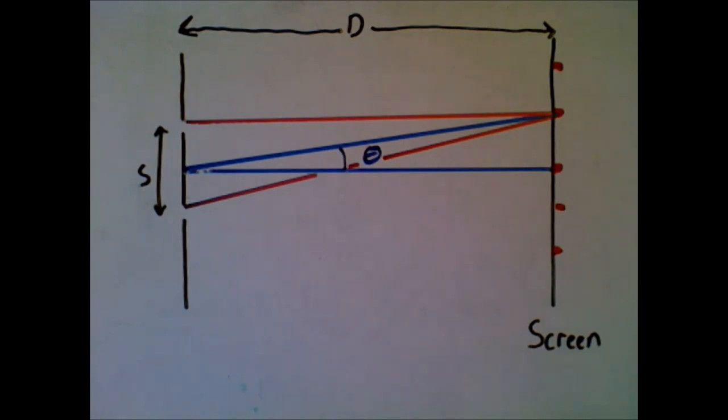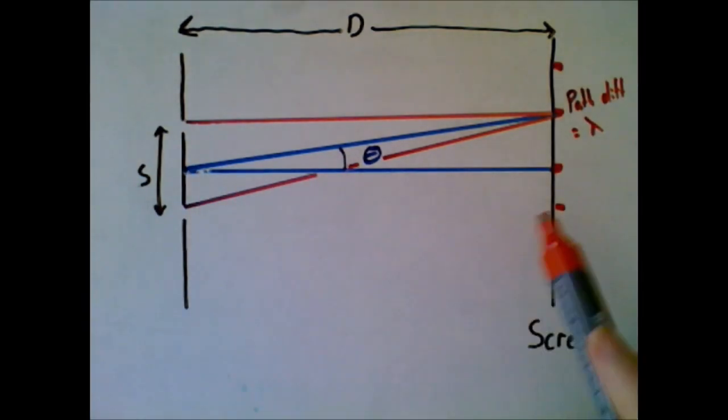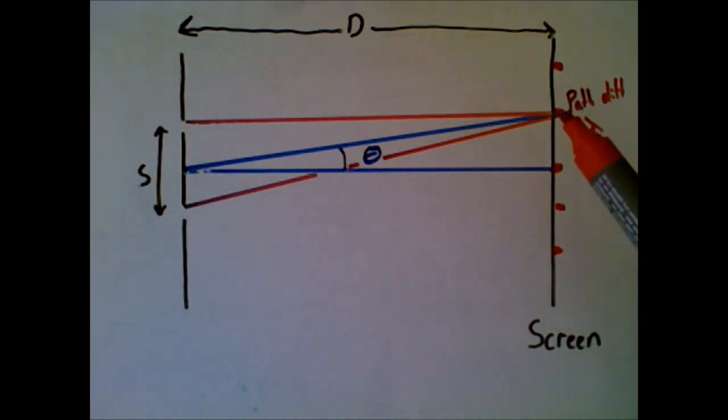In order for us to get this first bright fringe, we know that the path difference must equal lambda. Because for the central bright fringe, that's where you've got 0 path difference. First bright fringe, that's lambda path difference. Second bright fringe, 2 lambda path difference, and so on.